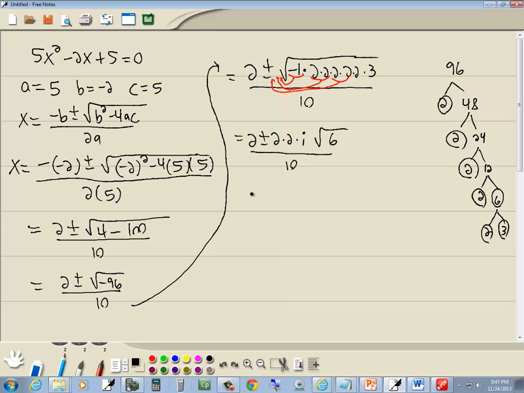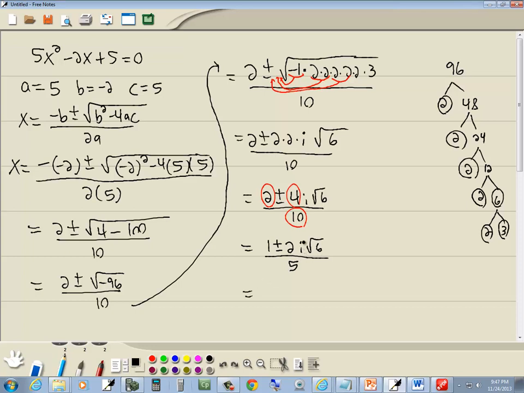All over 10. Which gives us 2 plus or minus 2 times 2 is 4i, square root of 6, over 10. It should be called a 3-number rule. If you can divide this number, and this number, and this number by the same number, do so. Well, those are all divisible by 2. So we got 2 divided by 2 is 1, plus or minus 4 divided by 2 is 2i square root of 6. And 10 divided by 2 is 5.